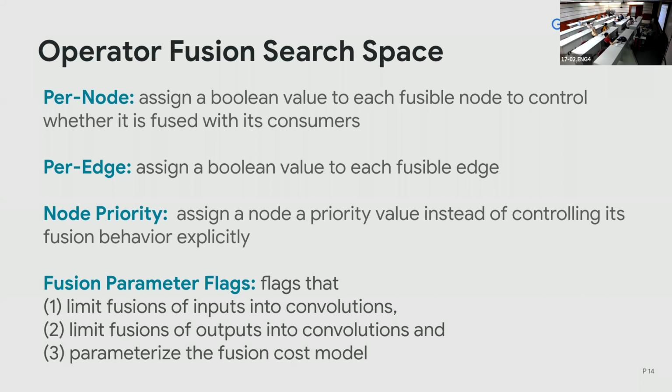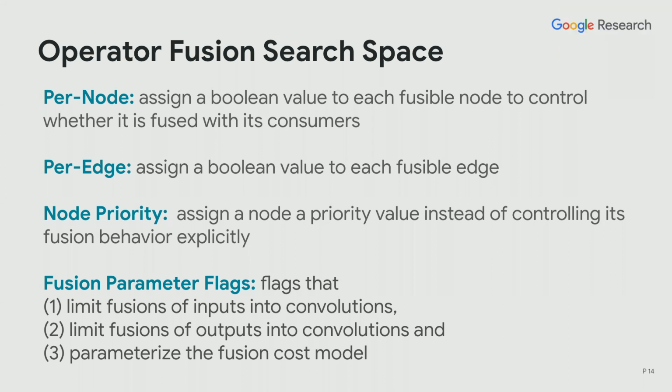The other one that is very different from the other three is, instead of controlling the nodes or the edges, what if we define some parameters that control the heuristics in the compiler? The advantage of this one is that there are only a few flags that we need to specify, and it does not depend on the number of nodes or edges in the graph. So the search space can be extremely small, and it doesn't grow according to the size of the graph, right?